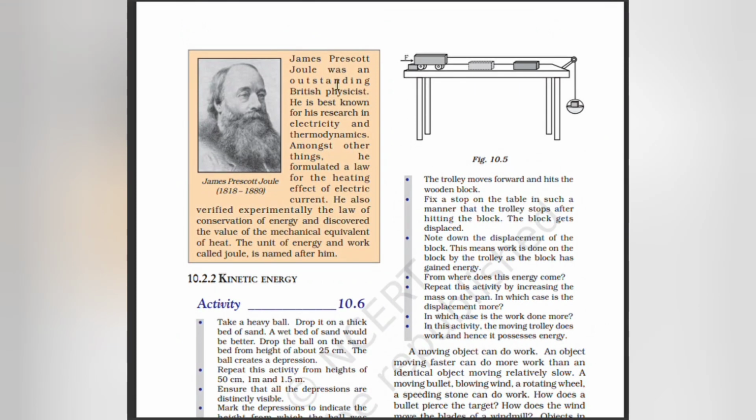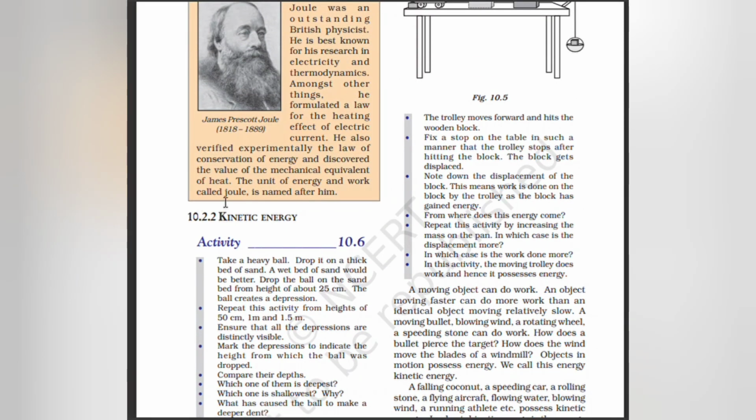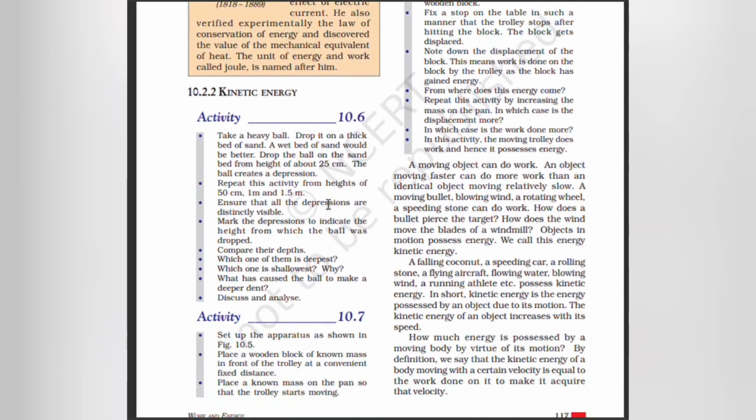James Prescott Joule was an outstanding British physicist. He is best known for his research on electricity and thermodynamics. Amongst other things, he formulated a law for the heating effect of electric current. He also verified experimentally the law of conservation of energy and discovered the value of the mechanical equivalent of heat. The unit of energy and work called joule is named after him.